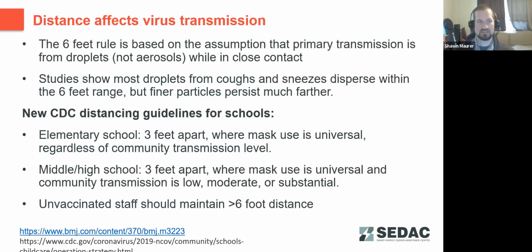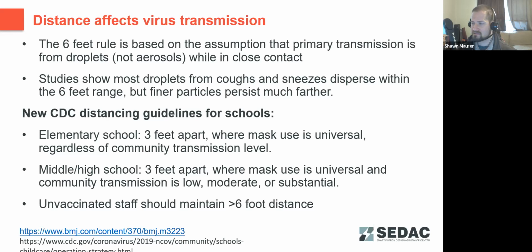Distance affects virus transmission. This is where the 6-foot rule has been mandated for a lot of facilities and suggested by health organizations. The 6-foot rule is based on that assumption that primary transmission, again, is from larger droplets while in close contact with a person. And if you can step outside that 6-foot radius, those larger droplets have a greater chance to settle out of the air before they can reach a potentially infectious person and cause transmission.